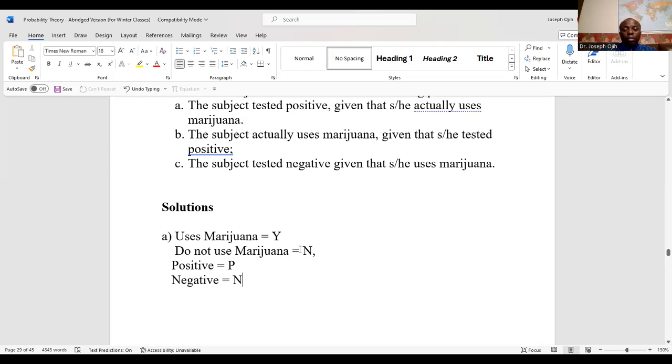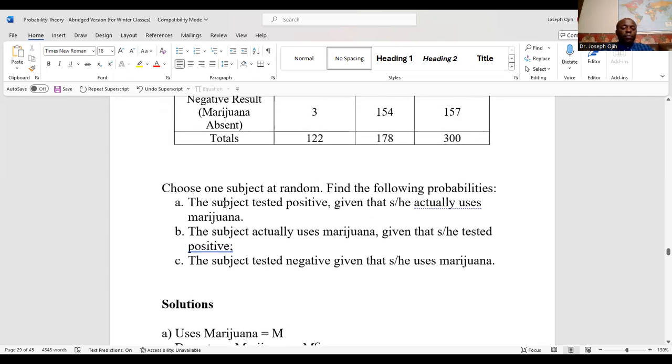Oh, okay. You know what? Let's use M for marijuana, and then use M complement for the subject that doesn't use marijuana. Control. Okay. Then we have positive and negative.